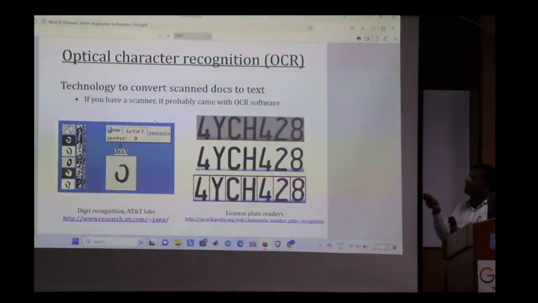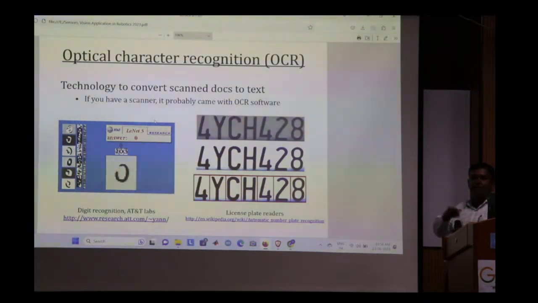Okay, this is about characters. It was an old thing, it dates back to say 15 years. We had a scanner which would scan and then produce the output.